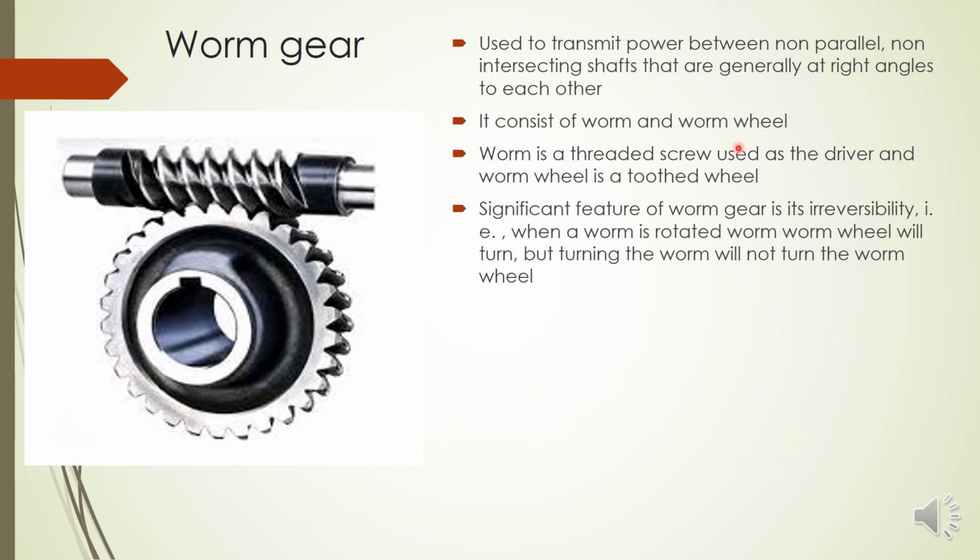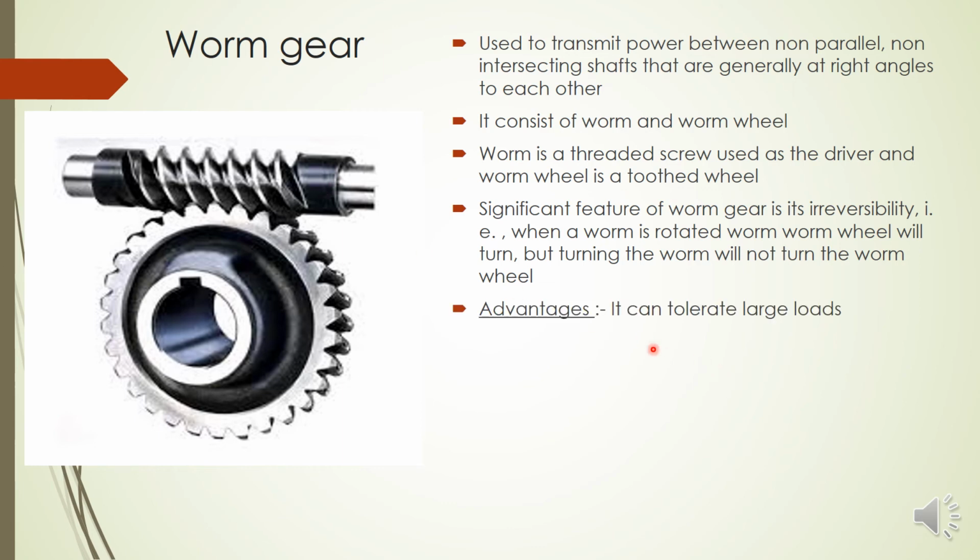With all the other gears, if you take spur gear, helical gear, bevel gear, etc., if one gear rotates, the other will rotate, and the reverse is also possible. If the other gear rotates, the first gear will rotate. But here it is not possible. This is known as irreversibility. You can transmit the motion only in one direction. That is, by rotating the worm gear, you can rotate the worm wheel. But if you rotate the worm wheel, this screw-like worm gear will not rotate.